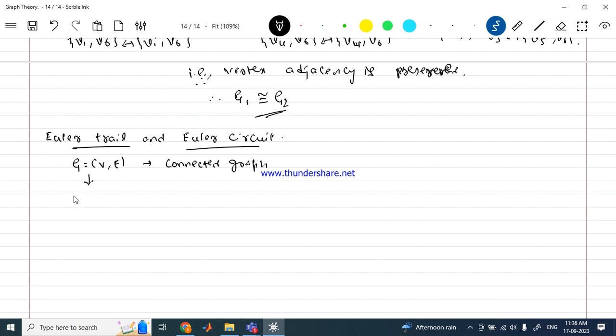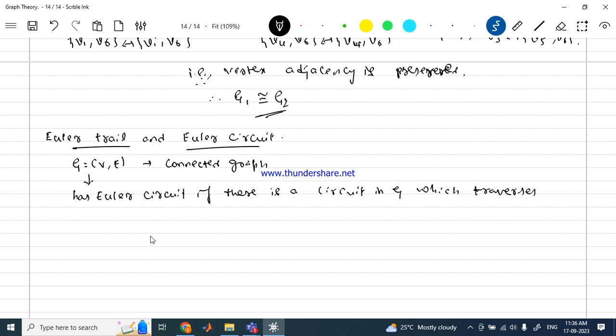We say G has an Euler circuit if there is a circuit in G which traverses every edge of the graph exactly once. That's all.